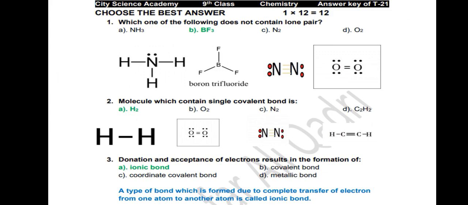Donation and acceptance of electron results in the formation of, we know that when one atom donate the electron and other atom accept the electron, shifting of electron or transfer of electron results in ionic bonding, and all other types including covalent, metallic and coordinate covalent bond does not involve in the transfer of electron from one atom to another atom. So option A will be correct, that is the ionic bond.